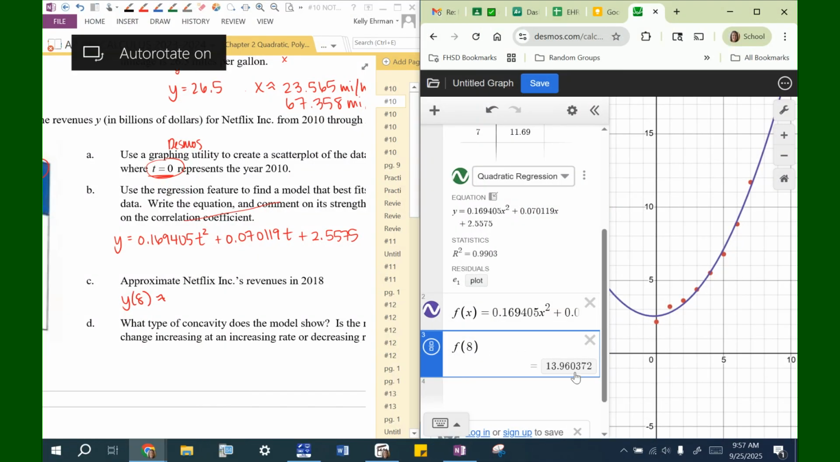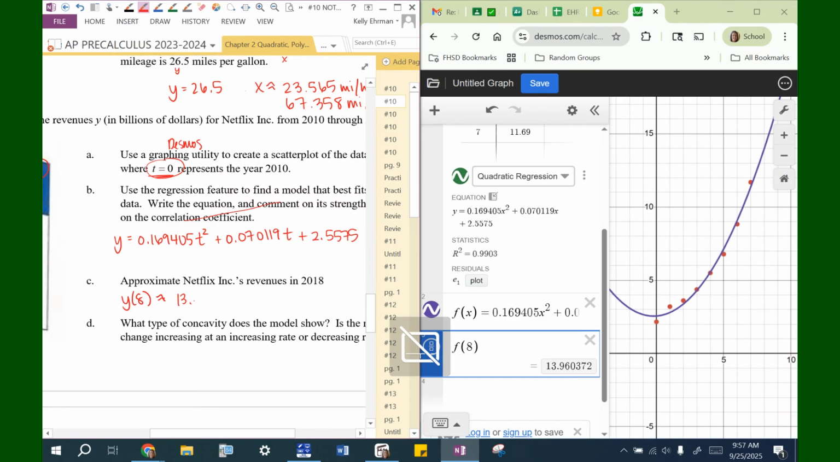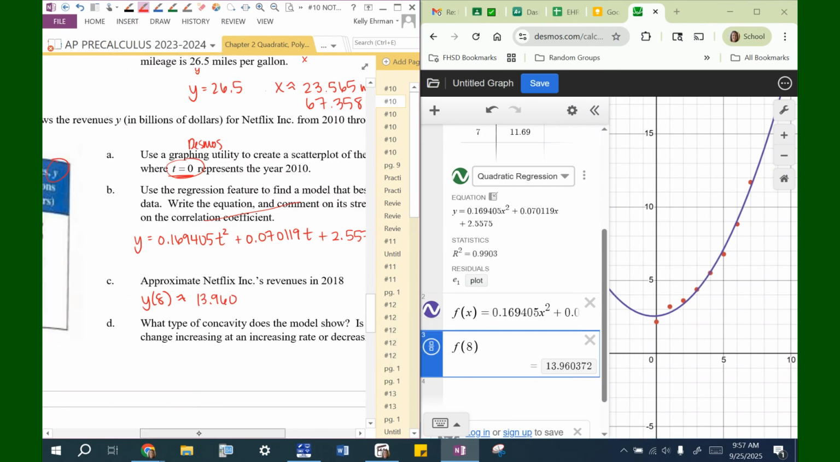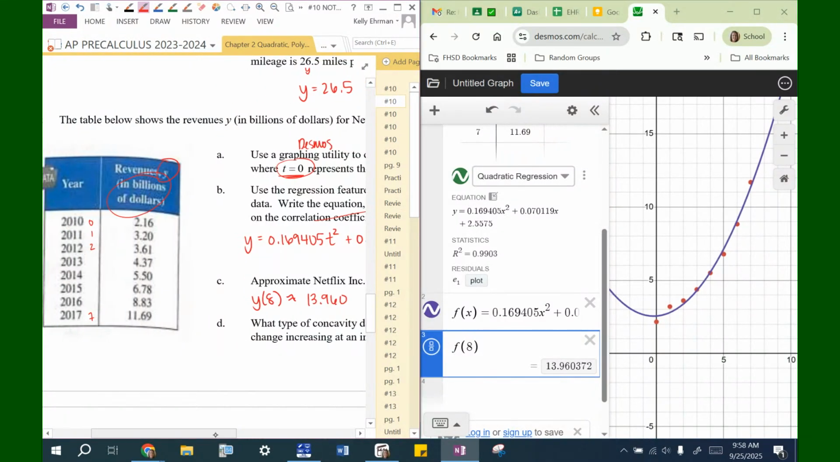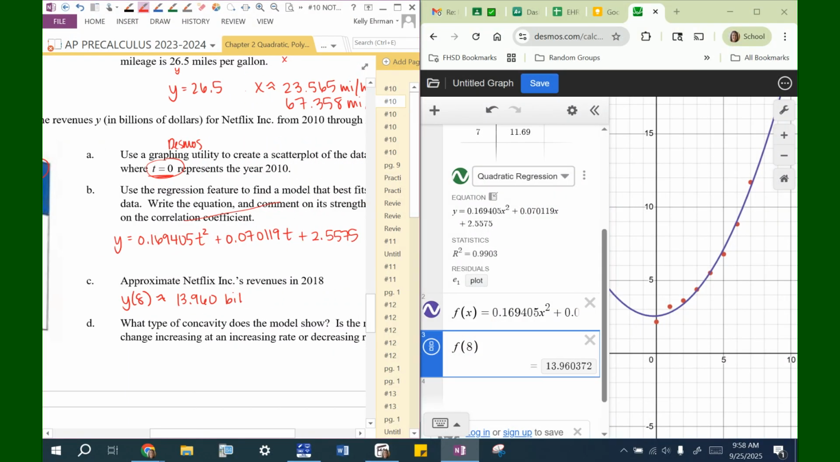So my answer here is 13.960. What is my label? Y is measured in billions of dollars. So I can write $billion.